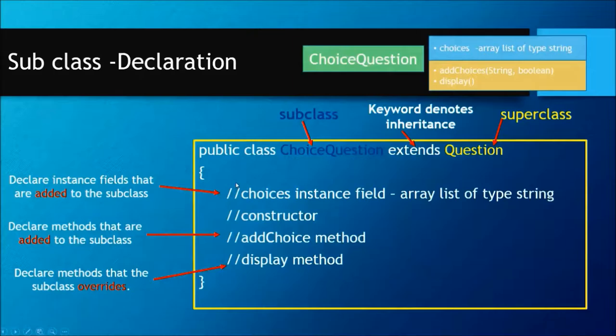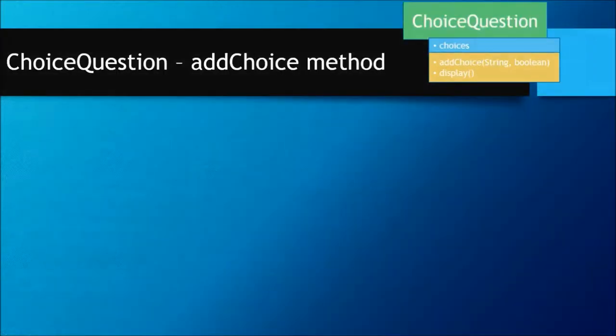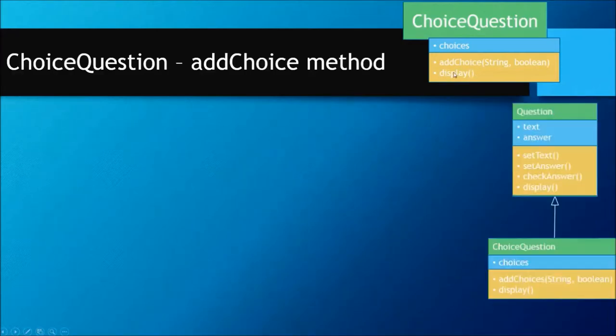Our instance field would be choices. That's an ArrayList of type String, and then the new method that we would add in here is the addChoice method, and the method that overrides is going to be the display method. Now let's take a look at the addChoice method. When we have a ChoiceQuestion class, we know our instance field is choices, and we know we have to create an addChoice method and a display method.